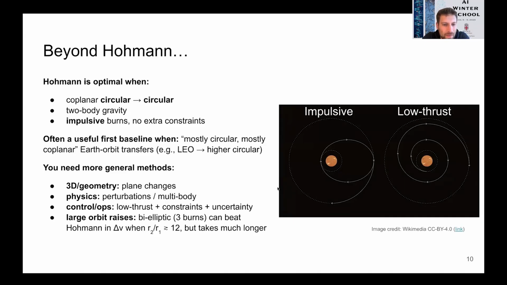Another case, an edge case where Hohmann starts to break down, is if R2 is much larger, I think greater than or equal to 12 times larger than R1. In that case, there are special cases where three burn solutions can beat Hohmann in terms of fuel efficiency, but they may take a lot longer to actually do the transfer than Hohmann would.